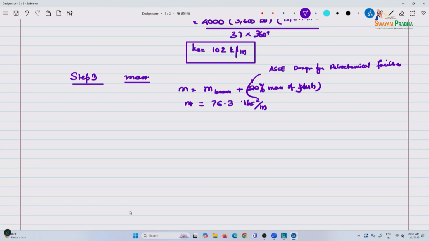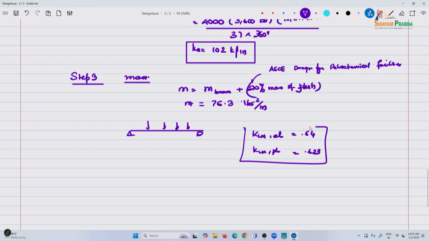The other thing to note again is, that is why we have given you those charts. For a loading such as this, you have KLM elastic and KLM plastic, and these are different. KLM elastic is 0.64, KLM plastic is 0.623. This is from Biggs tables, or there are other publications with these tables. So KLM is also different.